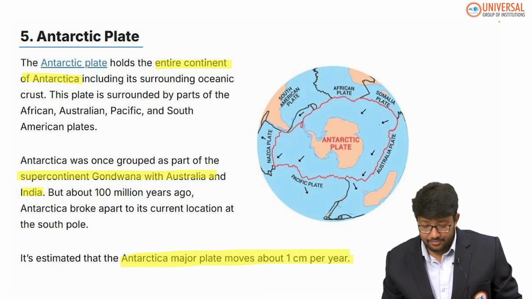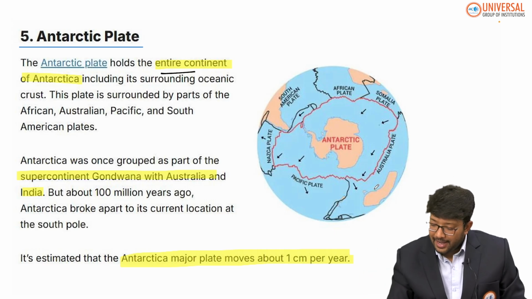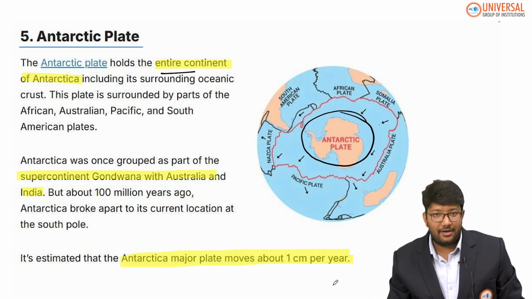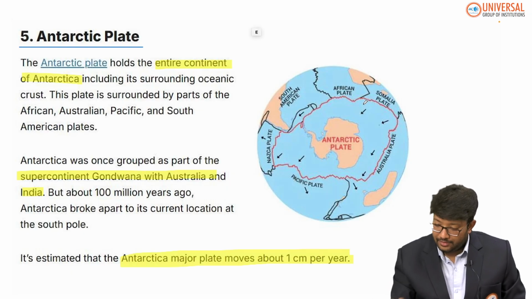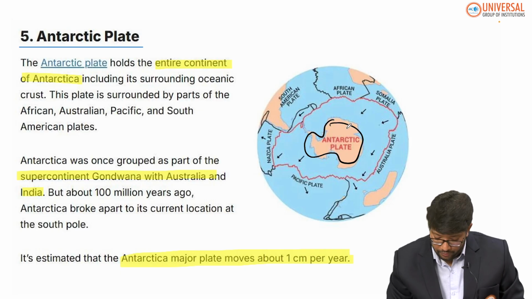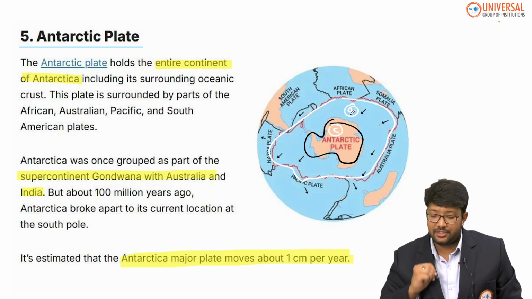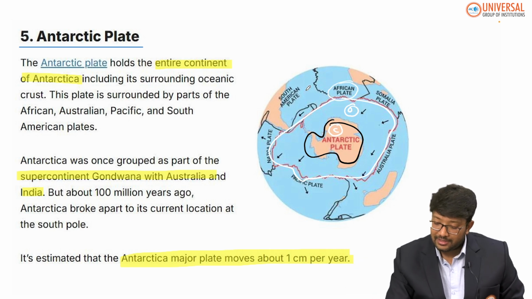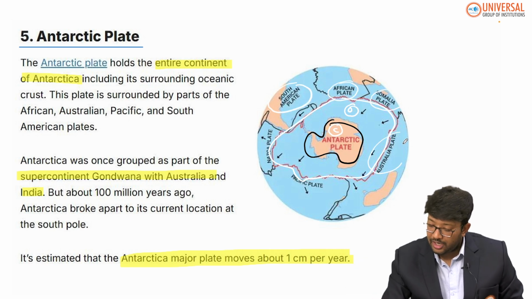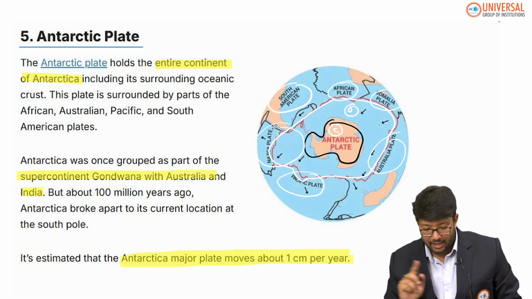Okay, fine. The fifth plate is the Antarctic plate. The Antarctic plate holds the entire continent of Antarctica, including its surrounding ocean crust. This is Antarctica, and this is continental crust. This is ocean crust, surrounded by that. And this particular plate is surrounded by the African plate, South American plate, Somalia plate, Australian plate, Pacific plate, and Nazca plate. All these plates are surrounding the Antarctic plate.